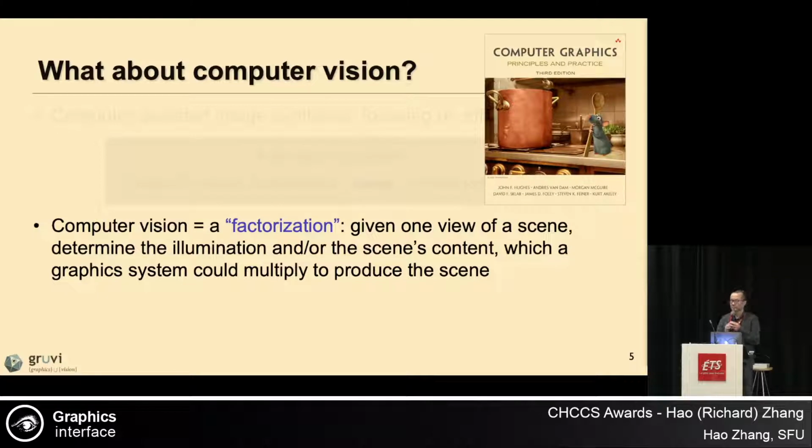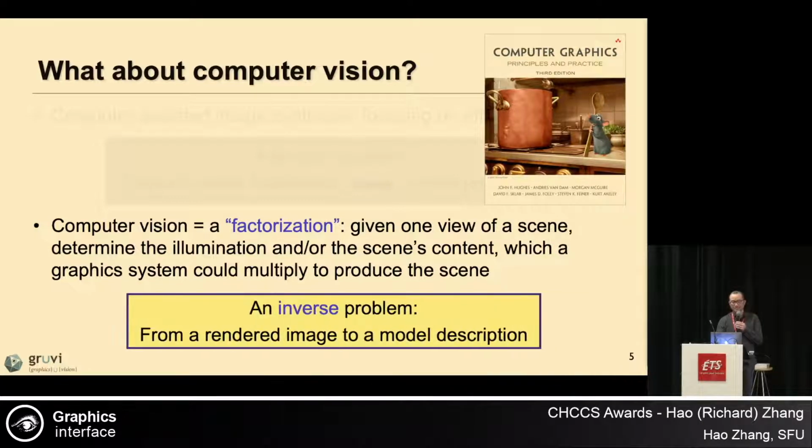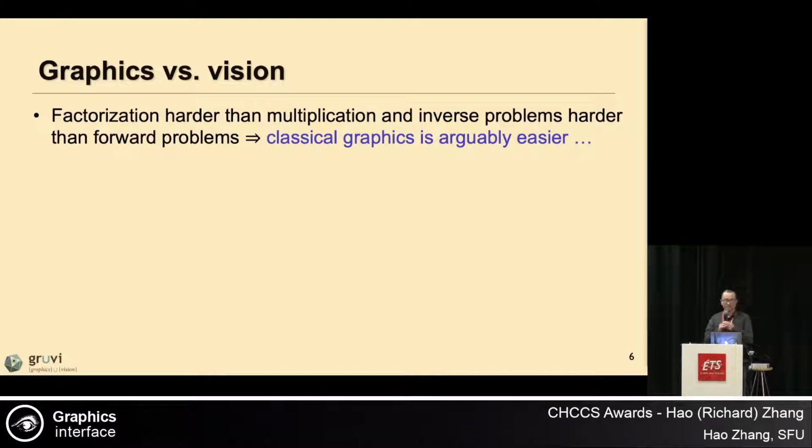How about computer vision? Same book, I think the same page. The authors define computer vision as actually a factorization instead of a multiplication, where you invert the process. Your input is a rendered image already, and your goal is to infer what the geometry and the lighting parameters were, also the camera pose, and say for what sort of setup you would produce the input image. So in that sense, computer vision is an inverse problem. Your input is an image, and your output is the model description. If you ask me, I'm a computer graphics researcher, but I have to acknowledge that factorization is harder than multiplication, and in general, an inverse problem is more difficult than a forward problem.